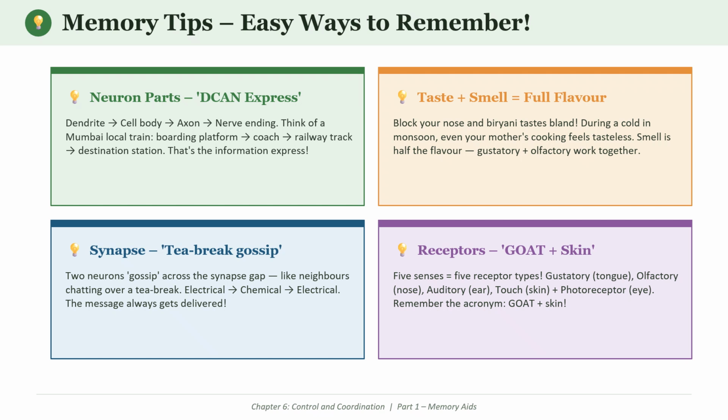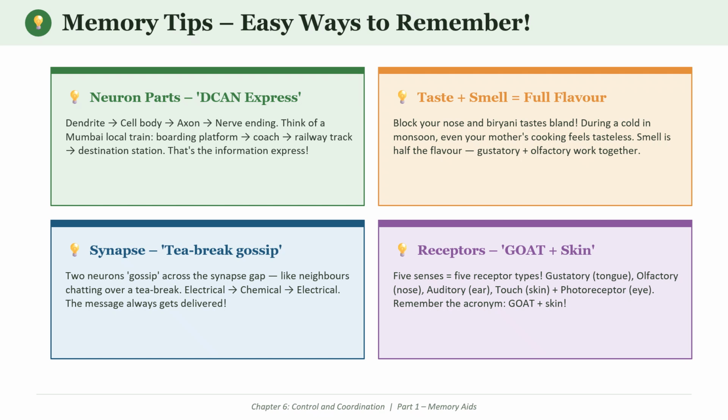Synapse. Synapse is nothing but a tea break gossip, you can say. For example, I'm just saying. Two neurons, just think, they are gossiping across the synapse gap like neighbors chatting over a tea break. The electrical signal is converted into chemical, and this chemical is again converted into electrical and passed from one neuron to the next neuron. So the message always gets delivered.